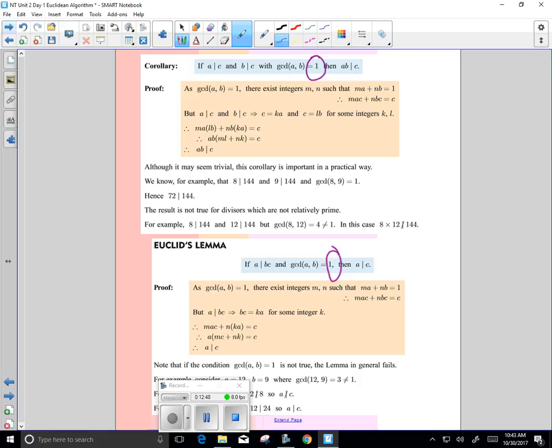So let's say you have 5 divides 3 times, let's make C equal to, yeah, it would be 10 maybe? Okay, so if A and B are not divisible, don't have a common divisor, does 5 divide 30 though? Yeah, and so that's what this one's looking at. And it's actually a pretty easy one to prove.